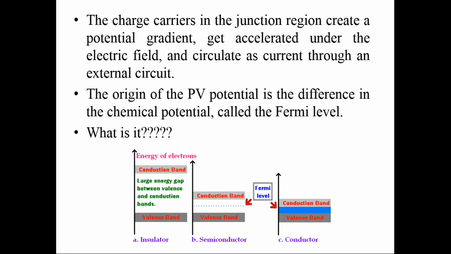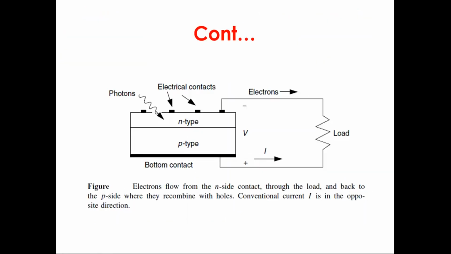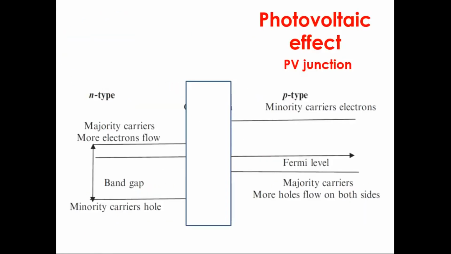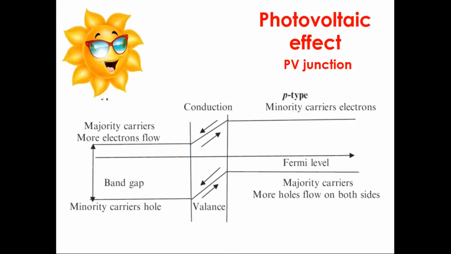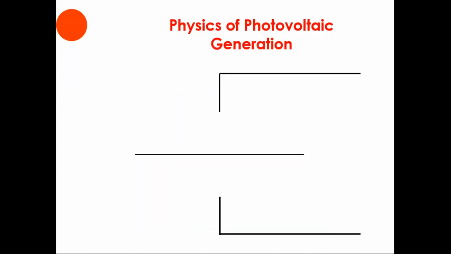But in the case of semiconductors, if you talk about the Fermi level, the gap is very large in the case of an insulator, marginally small in the case of a semiconductor, and the bands overlap in the case of a conductor. The origin of the PV potential is the difference in chemical potential, which is the so-called Fermi level. When these two levels become equal, by light falling onto this, then the power is generated. So this is what to say.